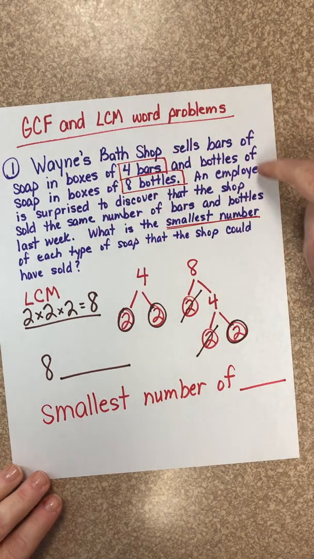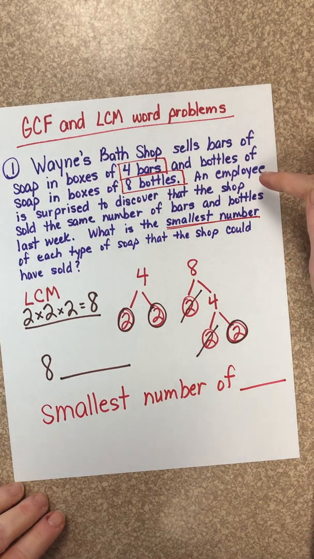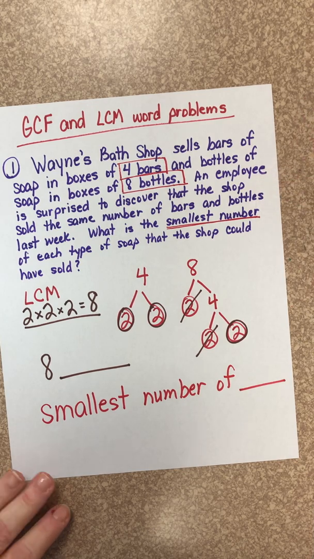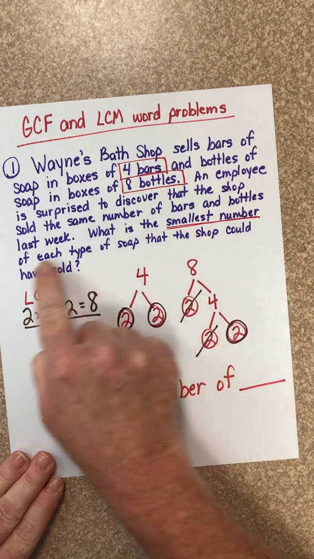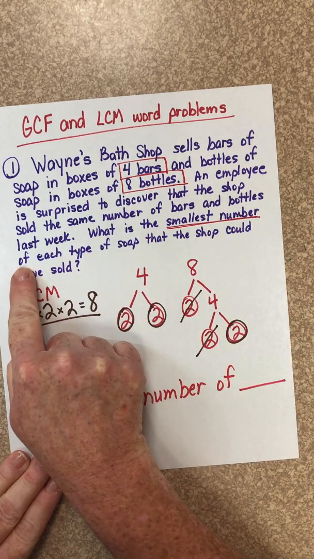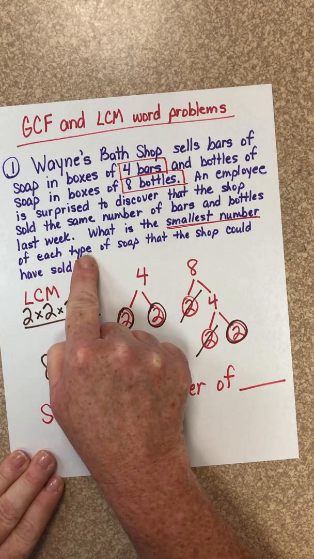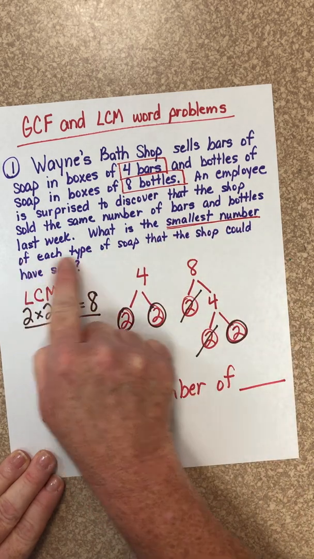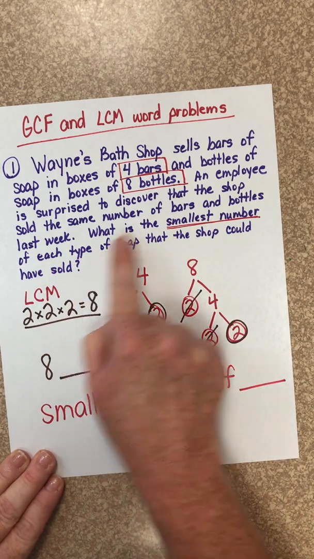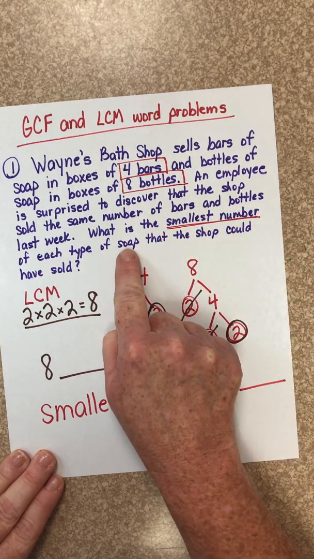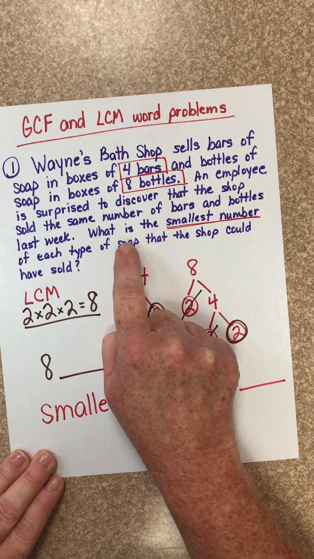So thinking about this word problem, think about what they're talking about. Bars and bottles of soap. What is the smallest number of what? Is it of each? Smallest number of type? Smallest number of? Or is it smallest number of soap? Well, the answer is soap.